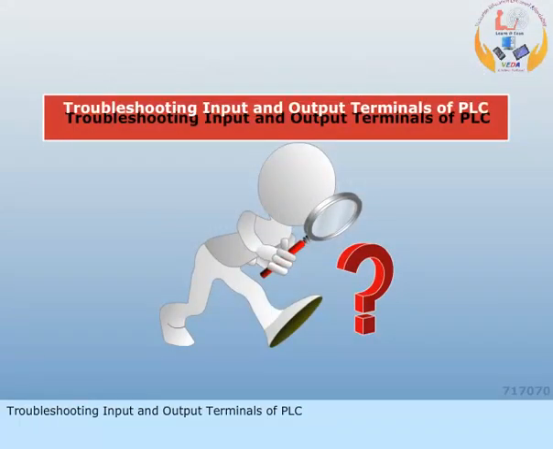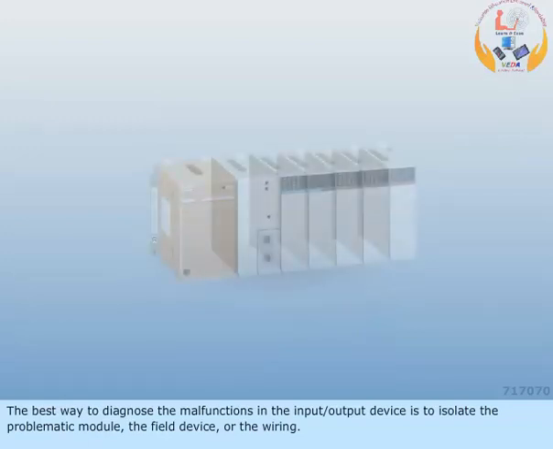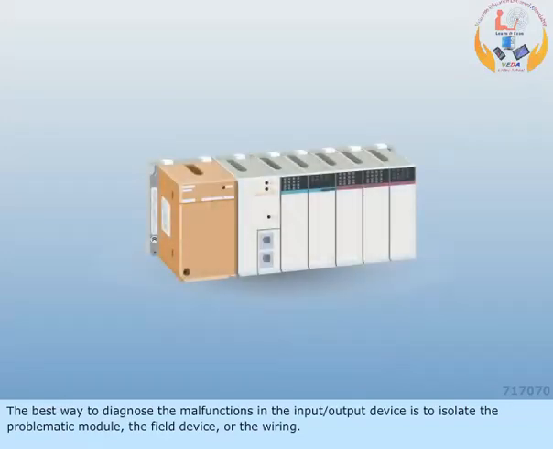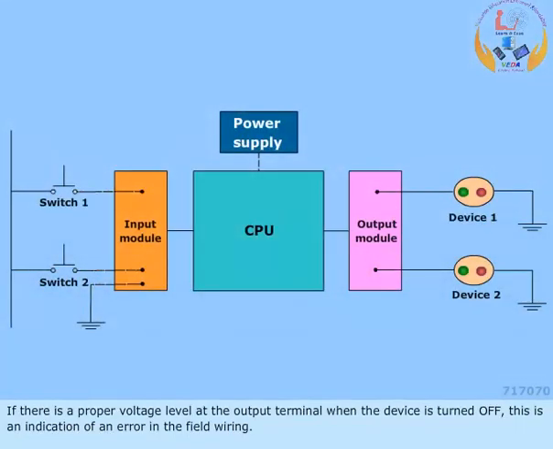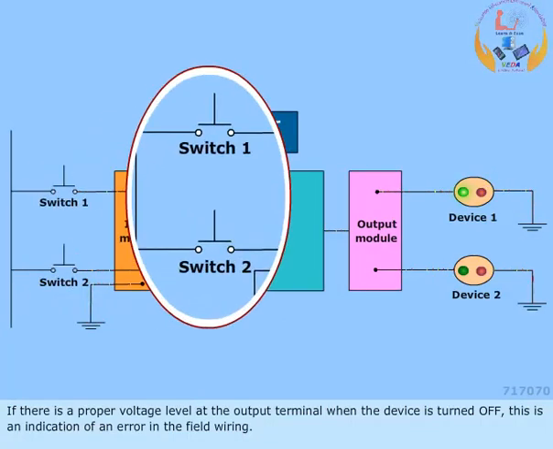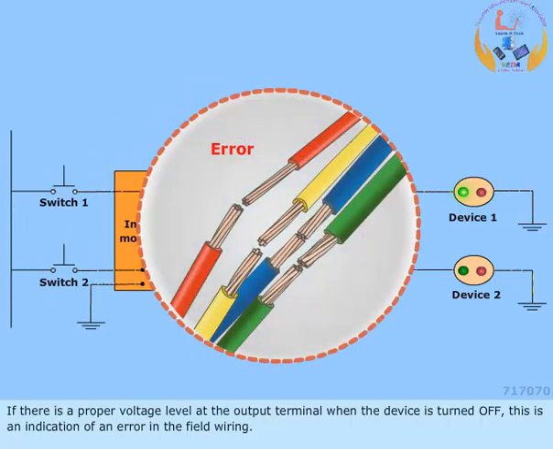Troubleshooting input and output terminals of PLC. The best way to diagnose the malfunctions in the input or output device is to isolate the problematic module, the field device or the wiring. If there is a proper voltage level at the output terminal when the device is turned off, this is an indication of an error in the field wiring.